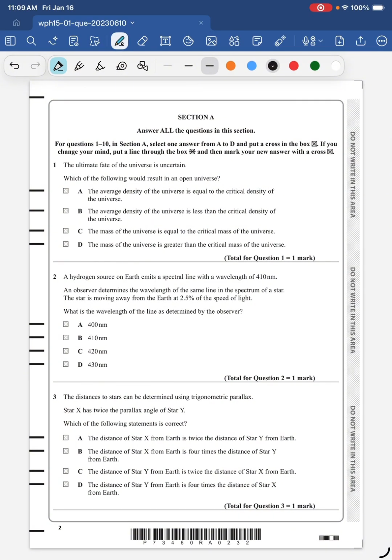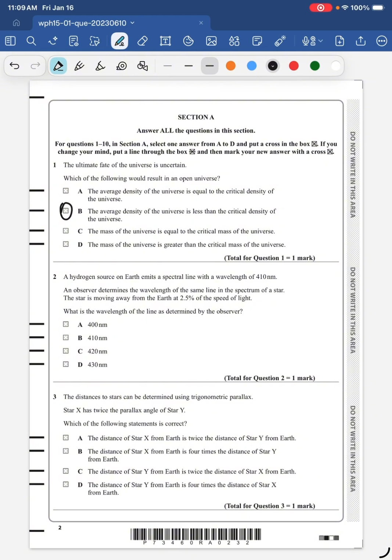So the ultimate fate of the universe is uncertain. Which of the following would result in an open universe? Okay. Option A, the average density of the universe is equal to the critical density of the universe. That will result in a flat universe. B, the average density of the universe is less than the critical density of the universe. Okay, this is the correct answer because gravity will not be able to pull this back. So B.